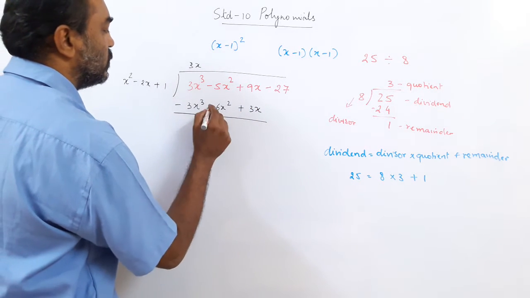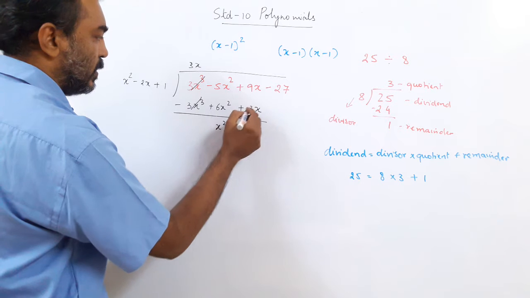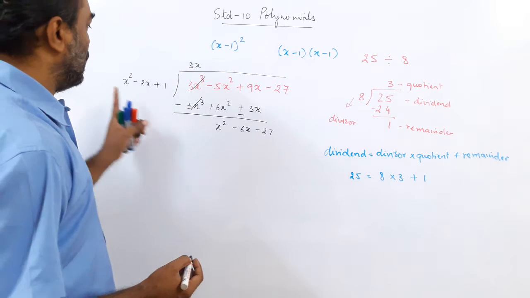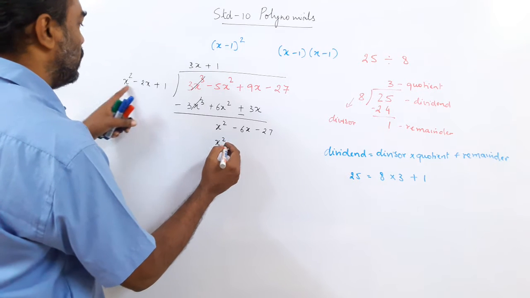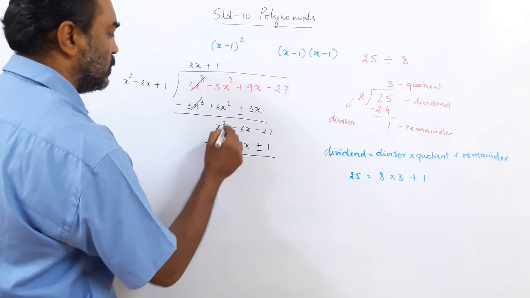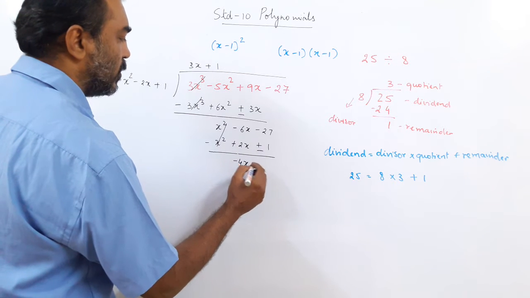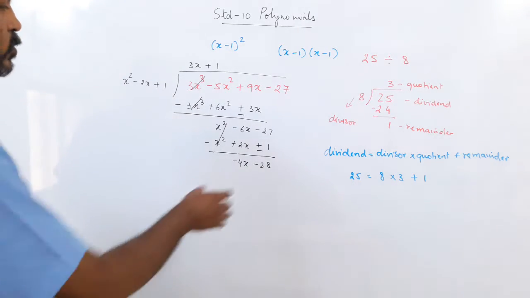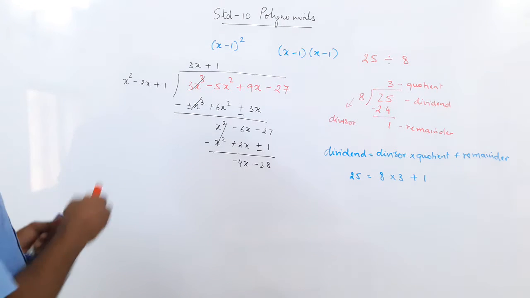So on subtraction, the 3x and 3x get cut. What remains? x square: 9 minus 3 gives me 6, minus 27. How do I multiply? I multiply this by plus 1. So plus 1 into x square minus 2x plus 1. Subtract. So 6 plus 2 gives me minus 4, and minus 27 minus 1 gives me minus 28. Now you see, like I told you, this is not equal to 0, so this is not a factor.